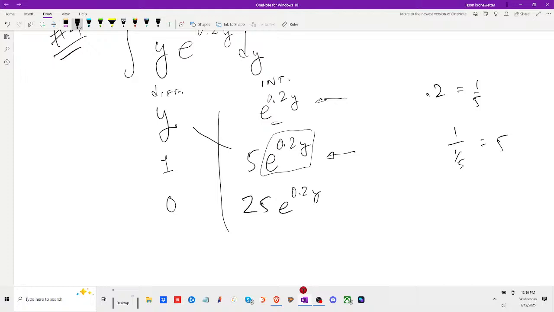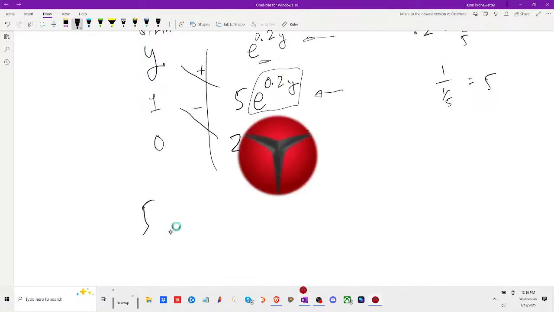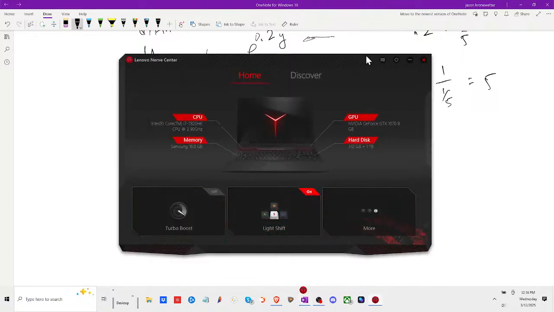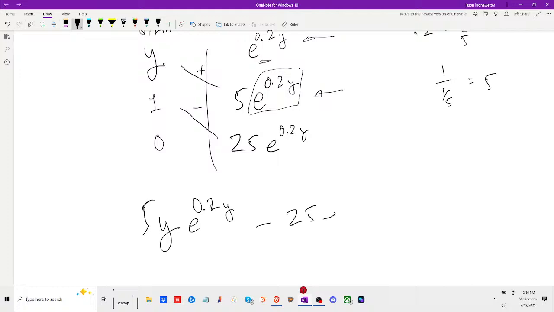Okay, and now I'm ready to go with my answer. Remember, it's plus minus. So my answer is 5y e to the 0.2y minus 25e to the 0.2y plus a constant.